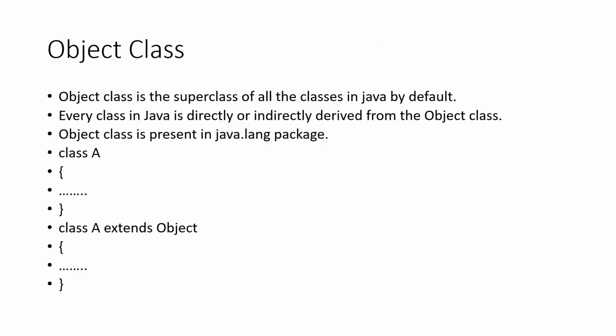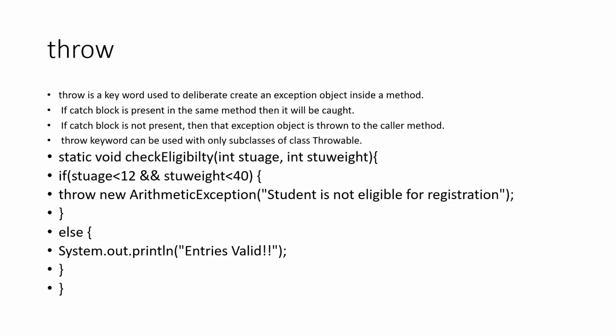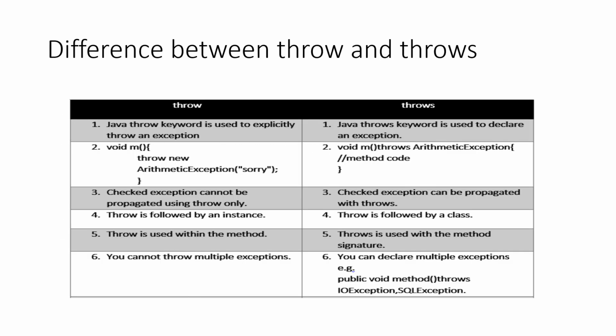Let's look at the difference between throw and throws. Throw is used to explicitly throw an exception, whereas throws is used to declare an exception that your method is going to throw. The second line shows the example of both.